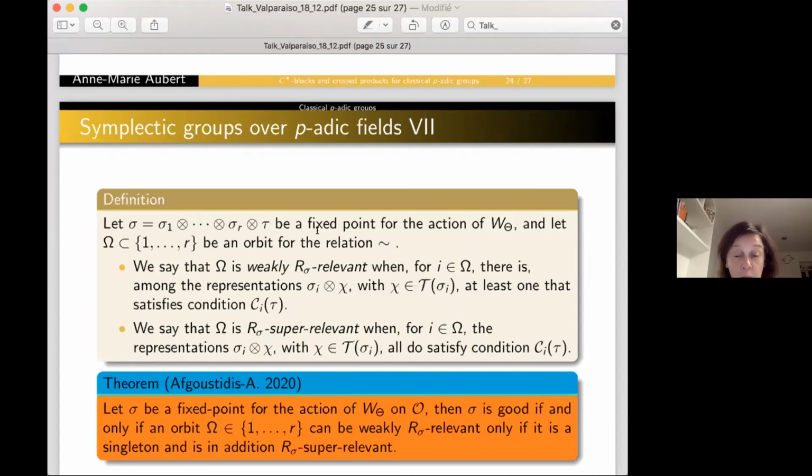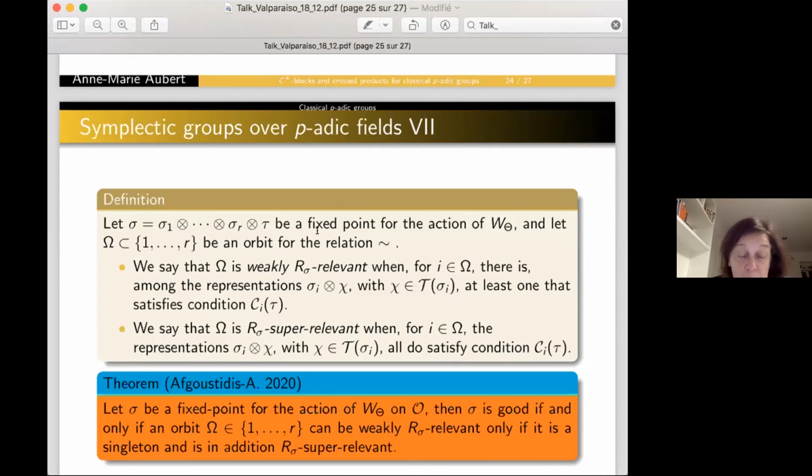An orbit Omega will be called super relevant if, for i in Omega, the representations sigma_i tensor chi, where chi is in the torsion group, all satisfy the condition Ci2. And then we obtain the following characterization of the existence of a good fixed point.